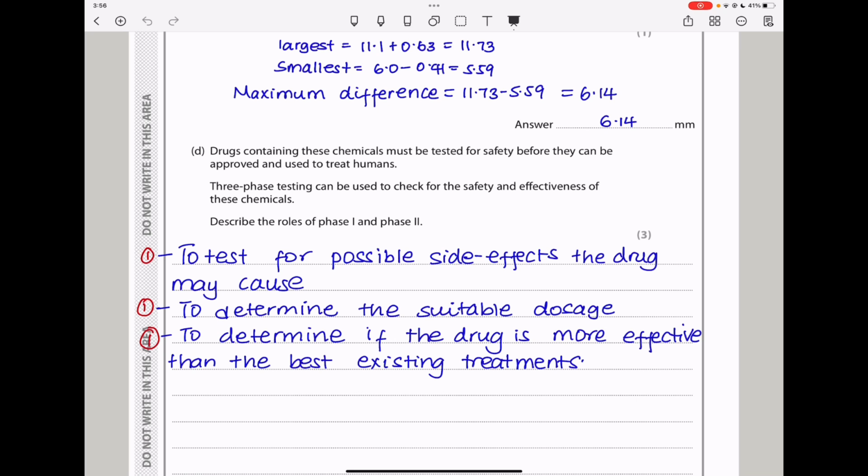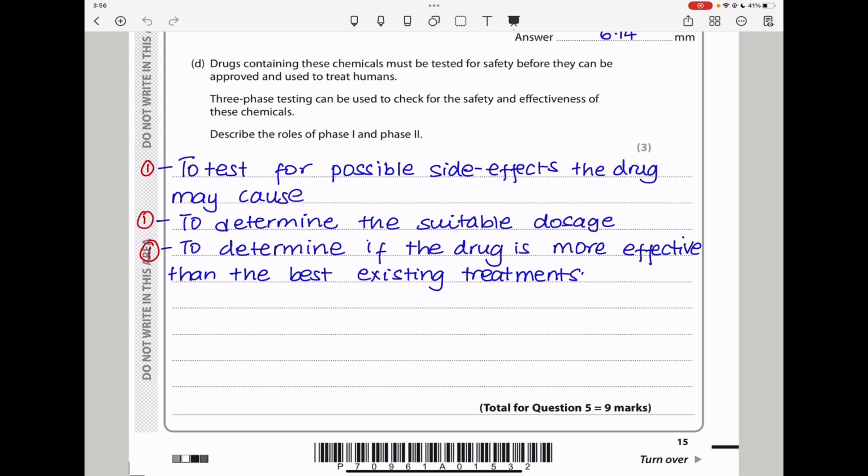They test for the possible side effects the drugs may cause, and then also they can be used to determine the dosage or the concentration of the drug that should be used. They can also be used to determine if the drug is more effective than the best existing treatments for that specific infection. So this brings us to the end of question 5. Let's continue to question 6.